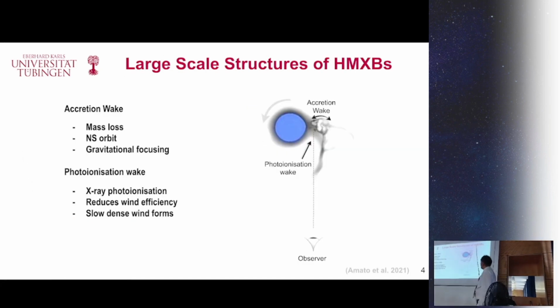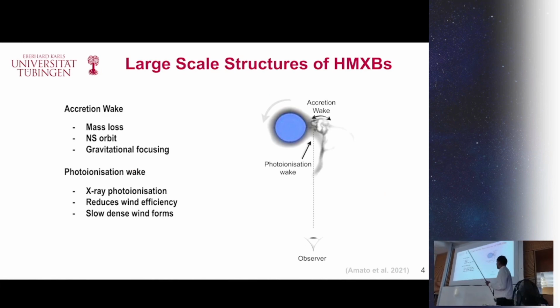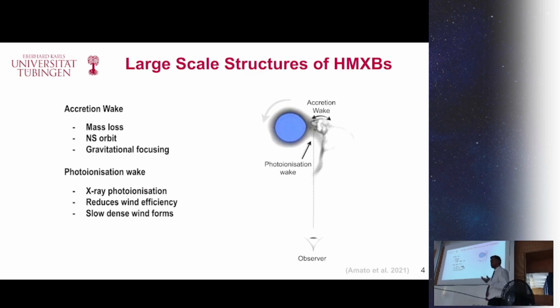So, high mass X-ray binaries are thought to have large-scale structures. So the first structure I'd like to talk about is the accretion wake. Now, if you look at this figure here, there's a blue circle which represents the companion star. Now, these stars are a lot more massive and more luminous than the sun, and as a consequence, they have vastly higher mass loss rates, meaning that they eject a lot more material from their surface.